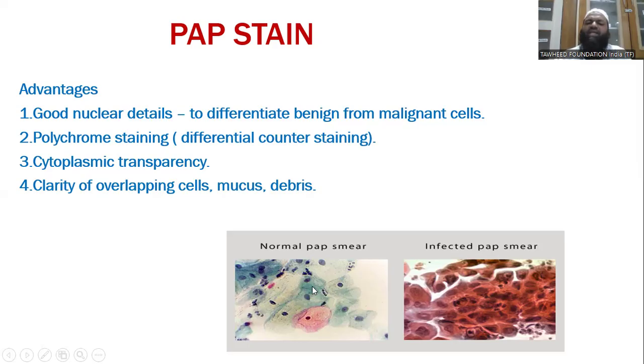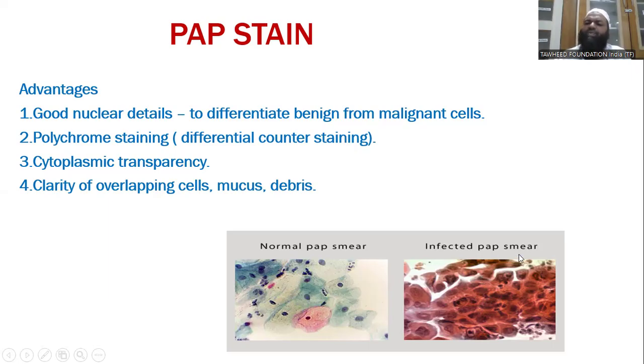This is a complete cell, and it's clearly visible and clear. There is no abnormality that can be seen. So coming to the infected pap smear, these are the infected pap smear cells. Just have a look here: the cytoplasm and nucleus are totally inflamed.